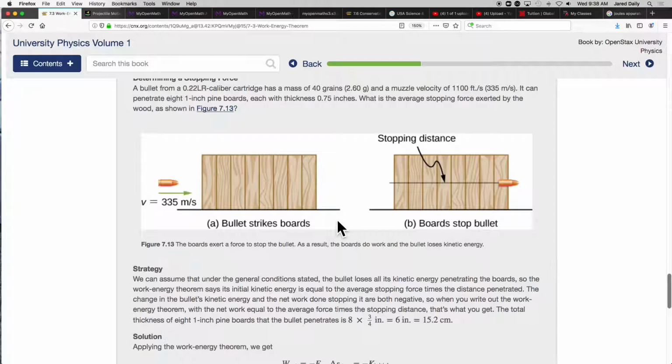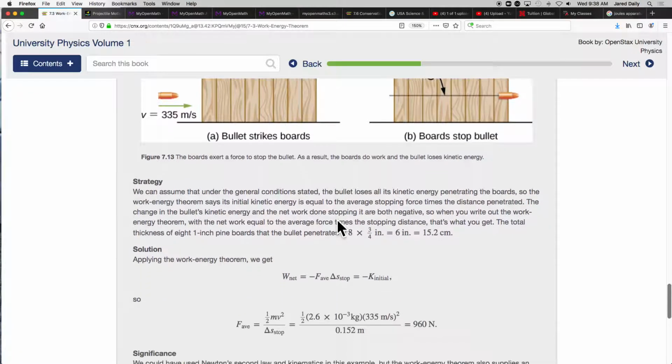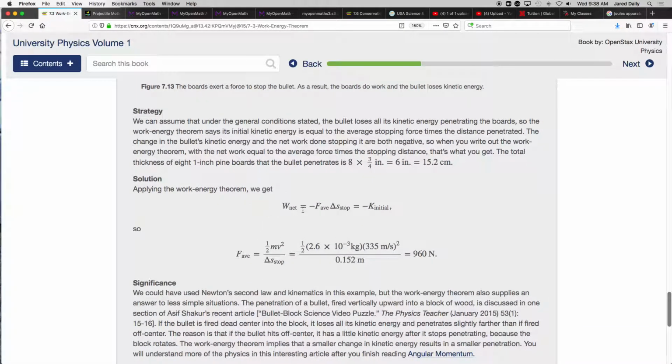And what kind of work was required to make that stopping happen? Well, net work equals change in kinetic energy. The net work is equal to the negative of the average force times the stopping distance. It's force times distance again. And why negative? Because the work is in the opposite direction of the motion. And that's going to be equal to the negative of the change of kinetic energy.